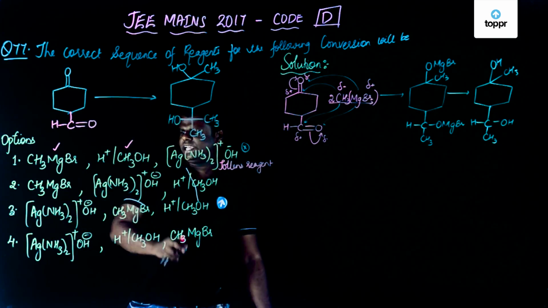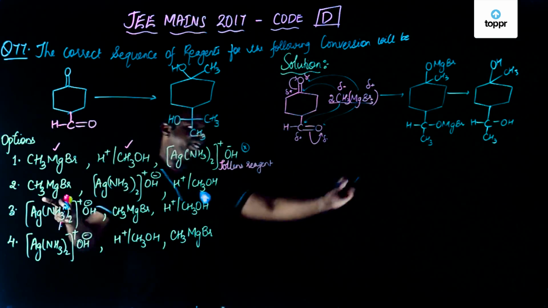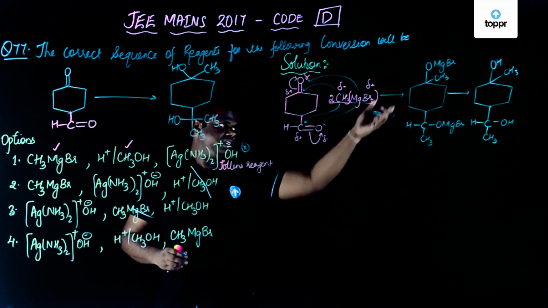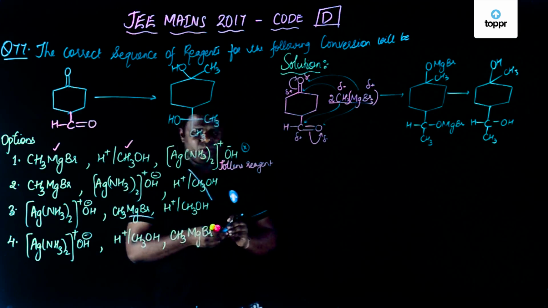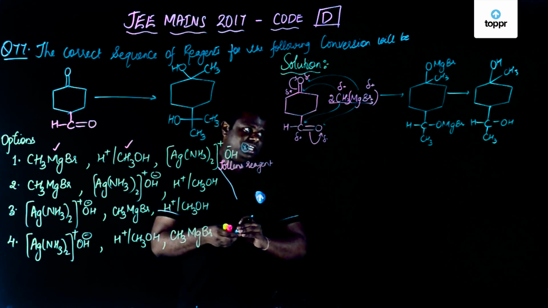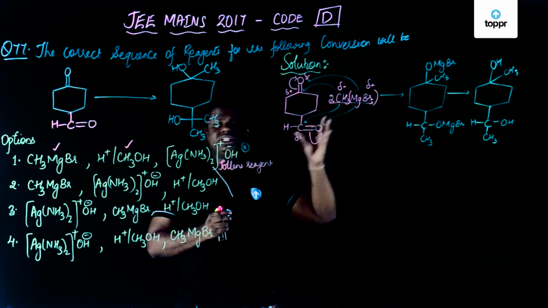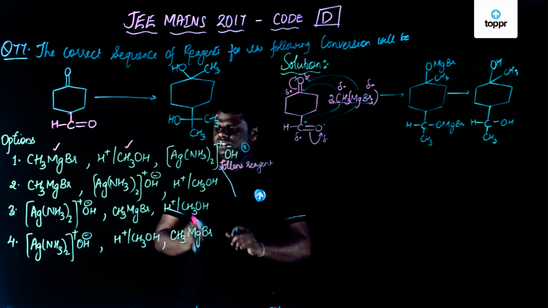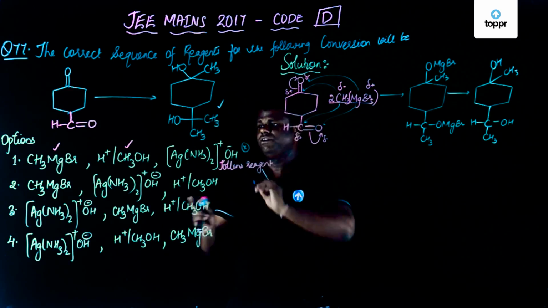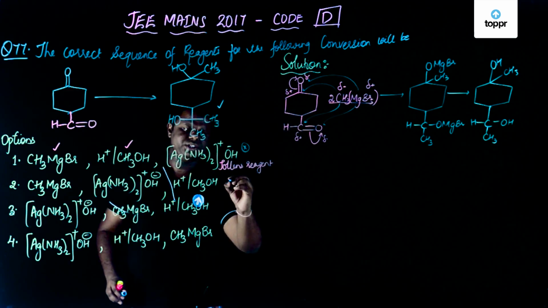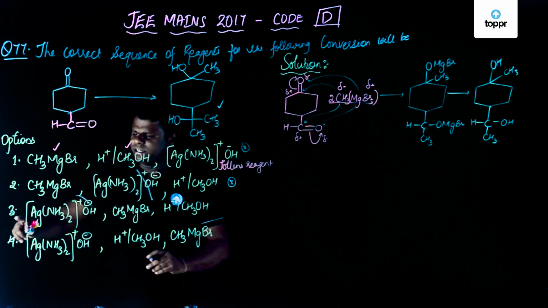Now let's see the second one. You would be getting the same compound, but in this case, instead of H plus and CH3OH, we have Tollens reagent. So basically there won't be any reaction as such, right? Even if there is a reaction, the product obtained won't be the one we want. So these 2 options you can eliminate. Now comes the third and the fourth option.